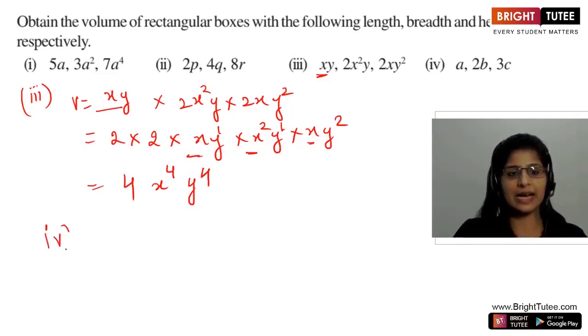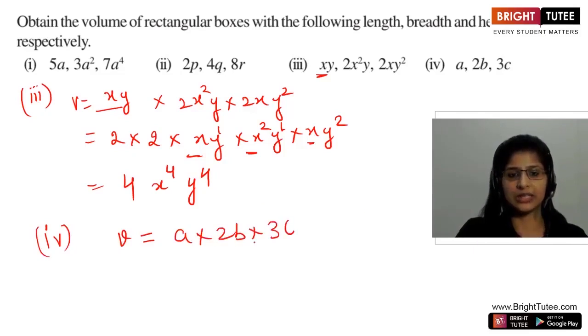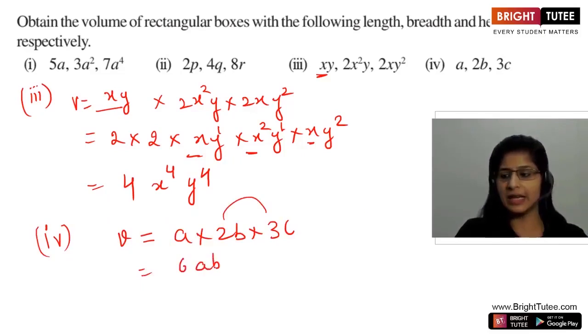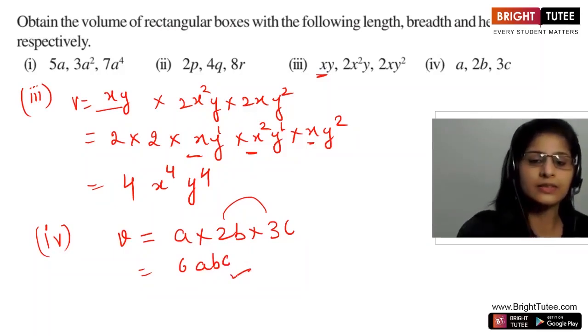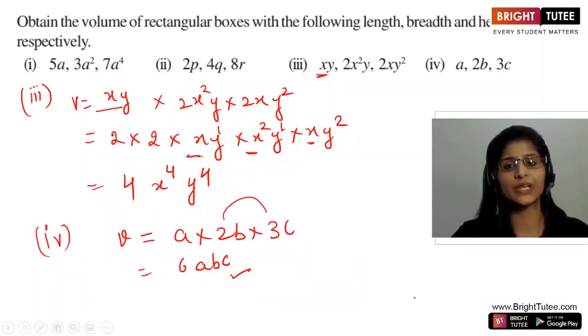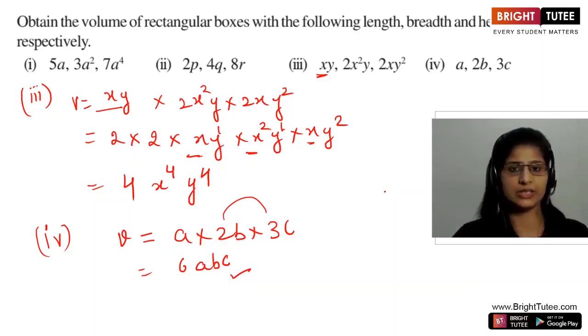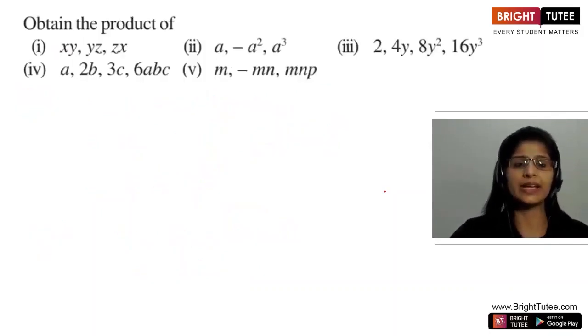Now the last part, that is the fourth part, the volume will be a into 2b into 3c. So 1 into 2 is 2, 2 into 3 is 6, 6abc we are going to get. Right? So what we have done, we have calculated the volume when we are given the length, breadth and height of the rectangular boxes. Let's move ahead. Here is one more question.